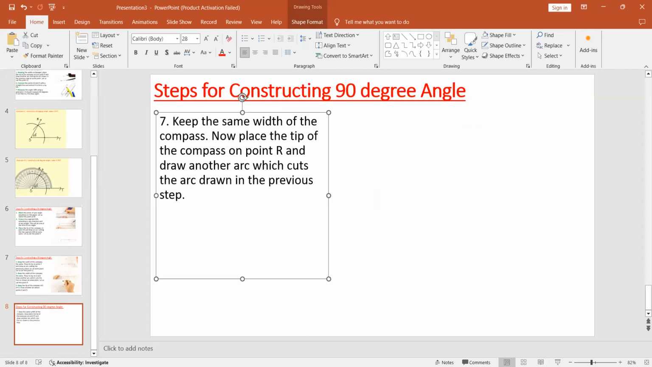So we want to go to point R, that same point R that we have on the other side. We're going to go to that same point and then we're going to draw another arc, right? And we're going to call that point S, all right? So again, we're going to go to point R, then we're going to draw an arc that cuts the first arc that we already drew. We're going to call that point S, all right? So there we have it.